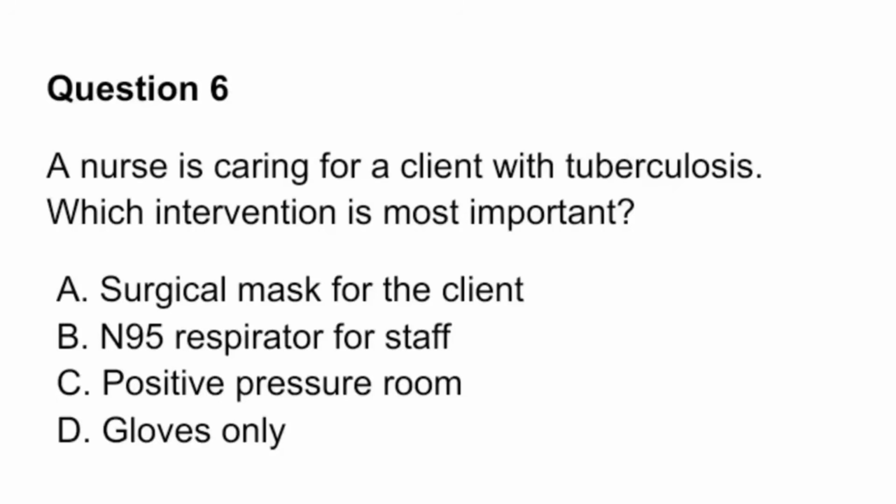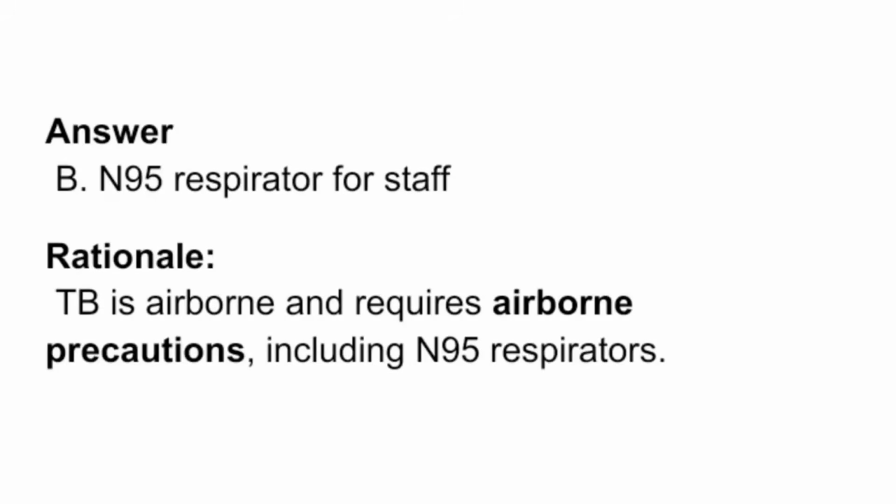Question 6. A nurse is caring for a client with tuberculosis. Which intervention is most important? A. Surgical mask for the client. B. N95 respirator for staff. C. Positive pressure room. D. Gloves only. Answer. B. N95 respirator for staff. Rationale. TB is airborne and requires airborne precautions, including N95 respirators.